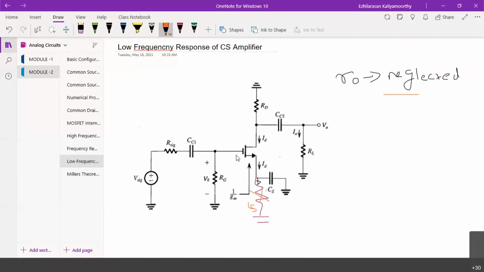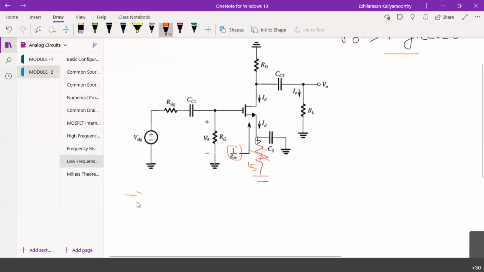But if you go for the small signal model diagram, there will be a simple resistance, that will be 1 by GM. That is why they have written it here. When you go for the small signal model, this 1 by GM will be there. Now, the capacitances CC1 and CC2 are coupling capacitances. The CS is a bypass capacitance. Now, the first thing here is that the DC sources are eliminated.